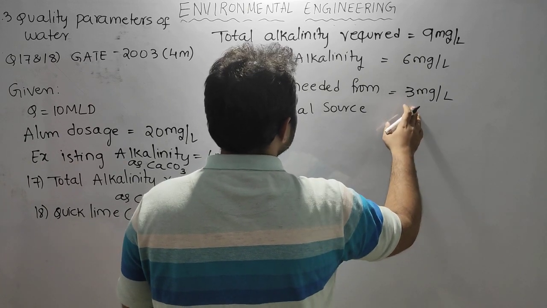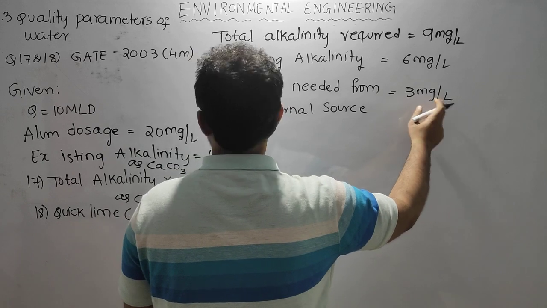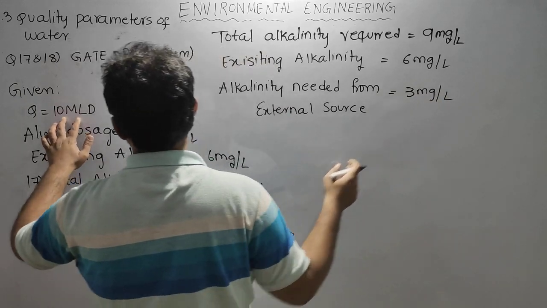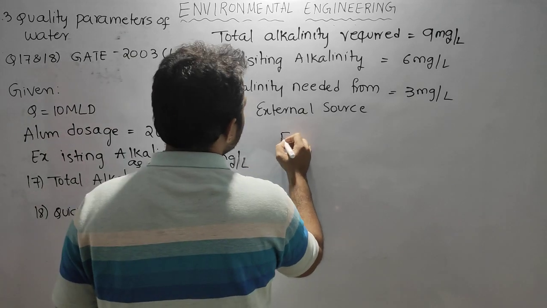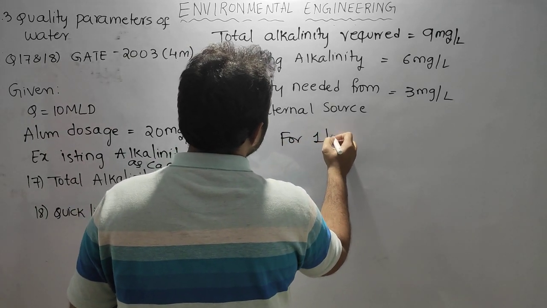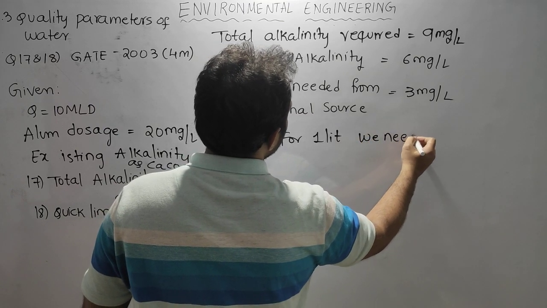Now 3 mg is needed for 1 liter. Here we are treating 10 million liters. So for 1 liter, we need 3 milligram.